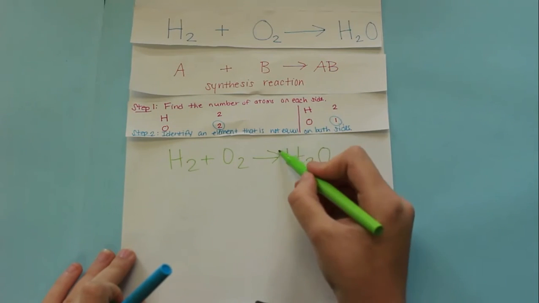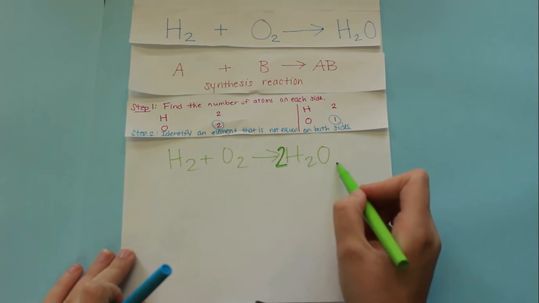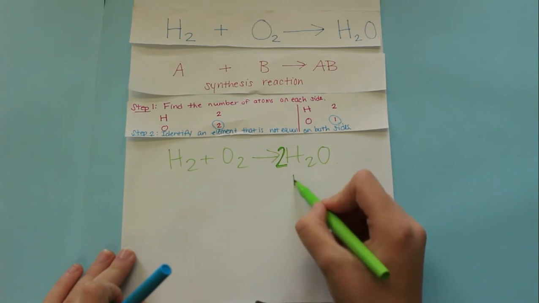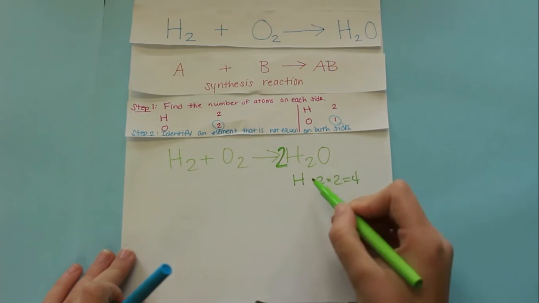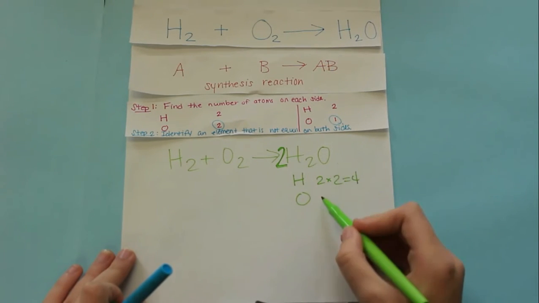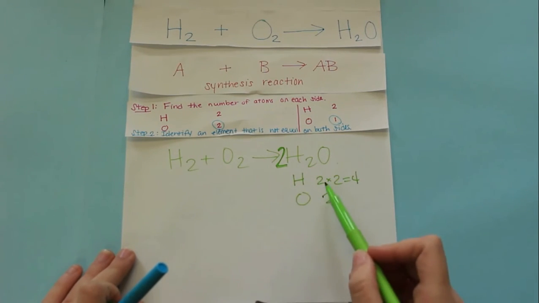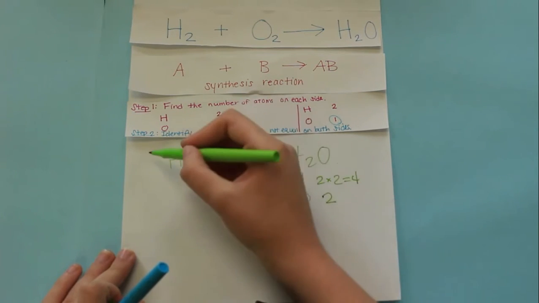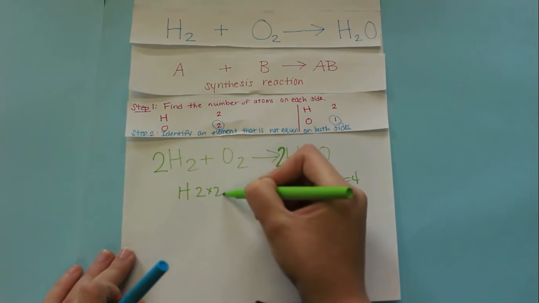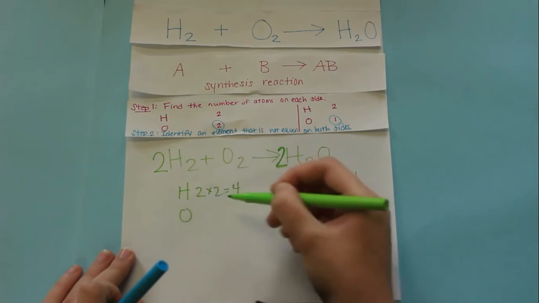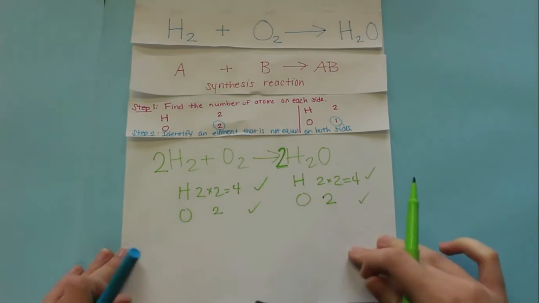So in order to do that, we're going to have to add a coefficient here because we can't add a subscript. So 2, that gives us 2 oxygens, but 4 hydrogens. So over here we would have 2 times 2 equals 4 for our hydrogens, and 2 times 1, which would give us 2 oxygens. So now our hydrogens aren't balanced. So in order to fix that, we'd have to add a 2 over here, and that will give us 4 hydrogens. 2 times 2 equals 4, and 2 oxygens. And now our equation is balanced.